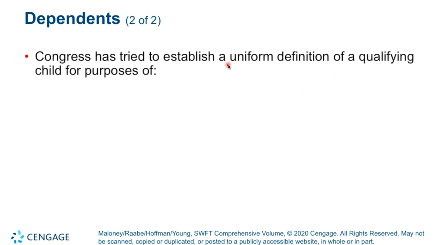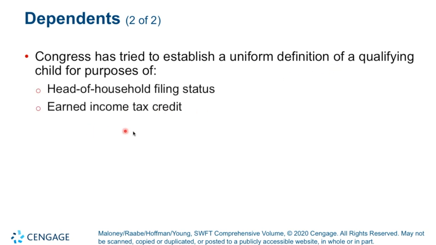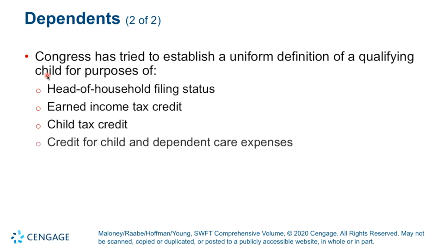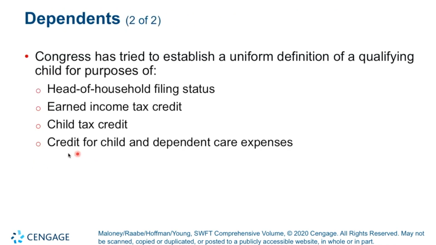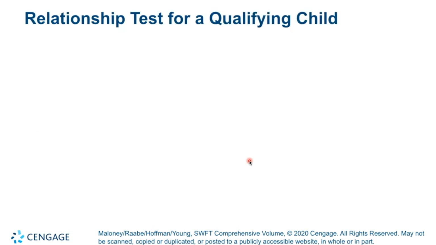So these rules have tried to be established. Head of household filing status, earned income tax credit, and child tax credit. These are all different situations where the qualifying child has or should have the same rule. They've tried to make it the same rules so that once you qualify for one of these, you qualify for all four of those, including the credit for child and dependent care expenses. So if you pay for a dependent to have care while you work as the taxpayer paying for the care, you can get a credit for those expenses.